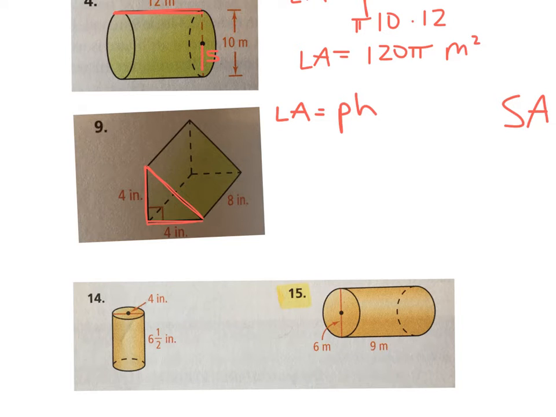Okay, the perimeter would be 4 plus 4 plus 4 rad 2. Kenzie, can I see the calculator, please? So 4 plus 4 plus 4 rad 2 is your P. And then the height is 8 here.